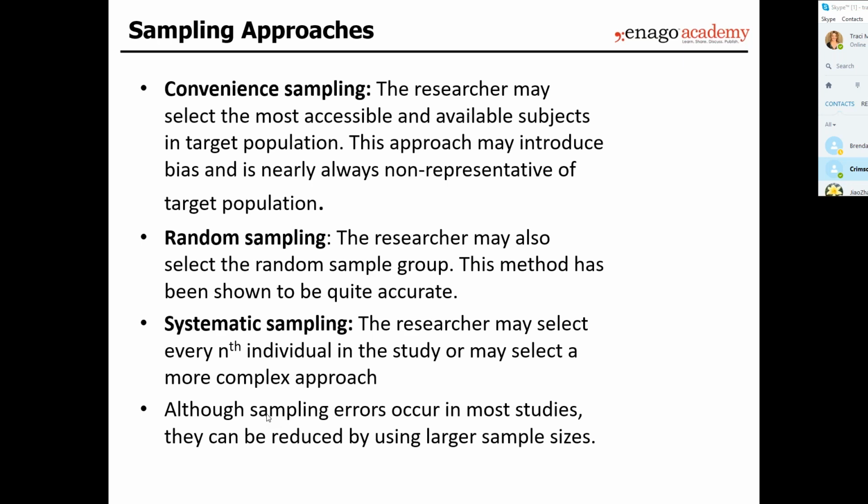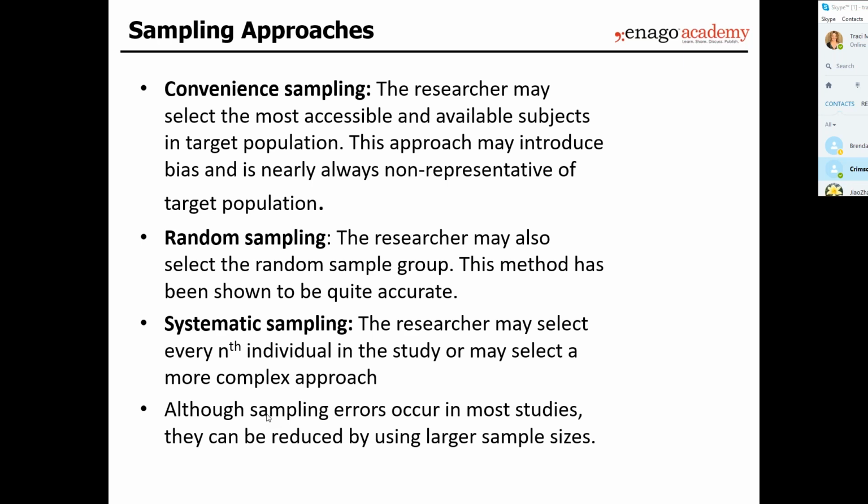Random sampling. In this situation, the researcher may also select the random sample group. This method has been shown to be quite accurate. And the reason is that we're randomly choosing different subjects of the population. So we're most likely to get a good mix of what that population is represented by.